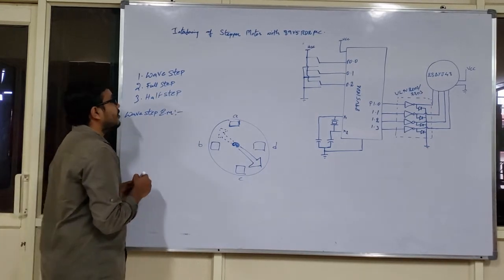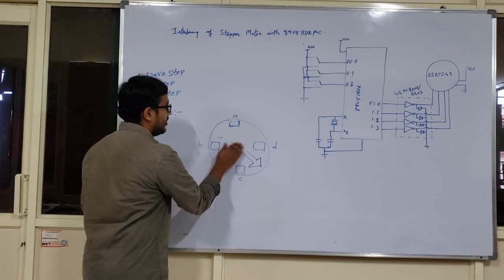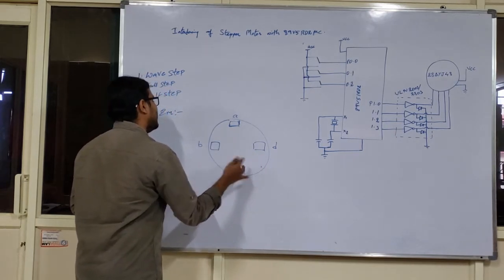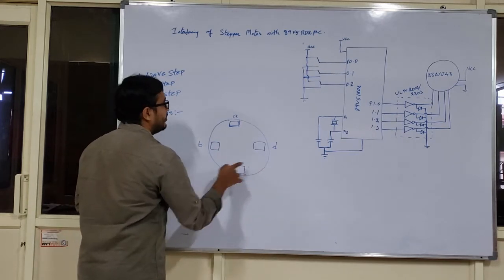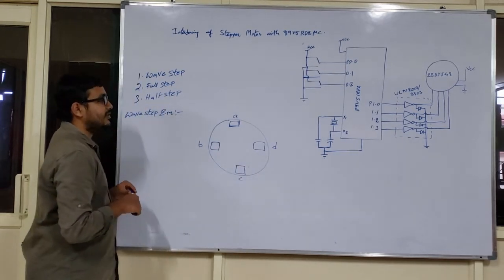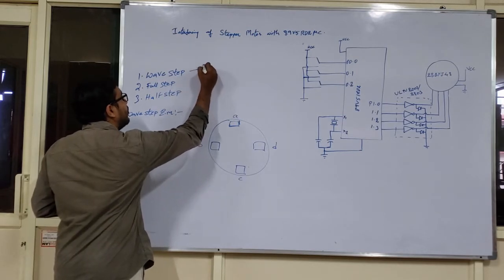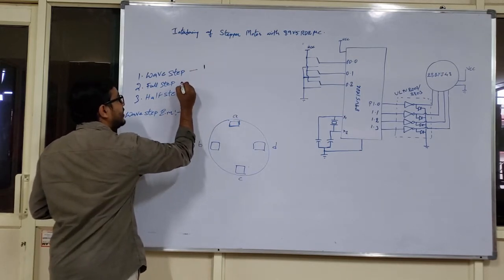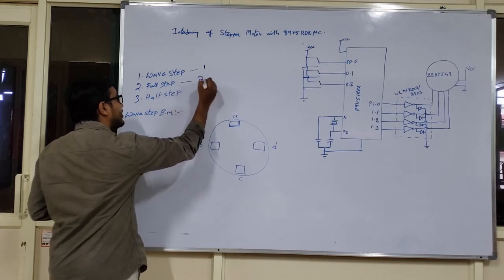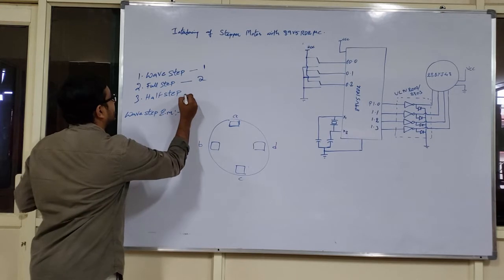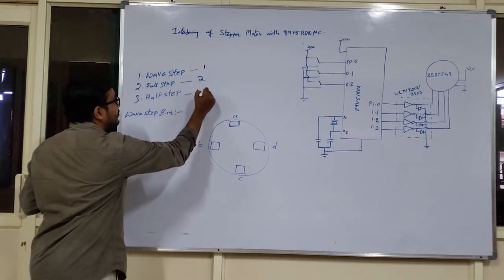Okay, coming to half step excitation mode. What is this half step excitation mode? It is generally a combination of your full step as well as the wave step excitation mode. That means at any instant in the wave step excitation mode, only a single phase will be getting energized, but in the full step 2 phases are getting energized at a time. So half step is nothing but a combination of wave step as well as the full step.